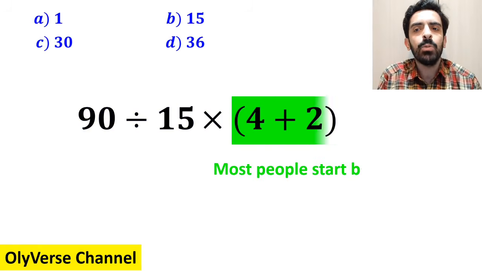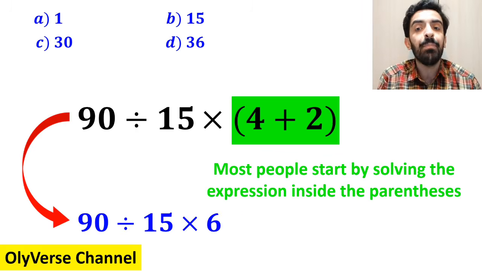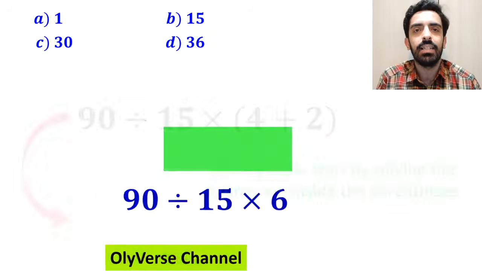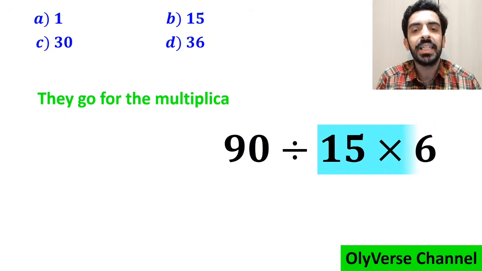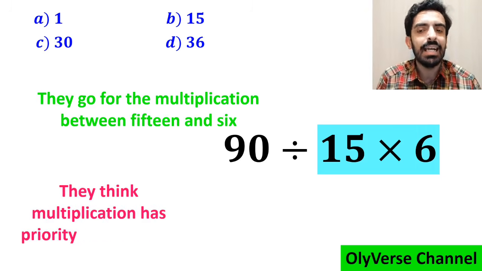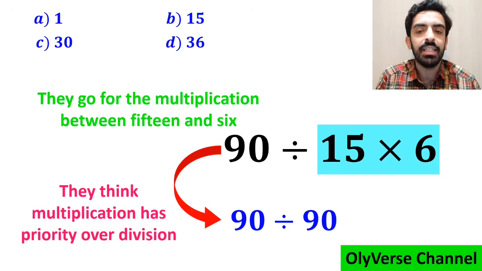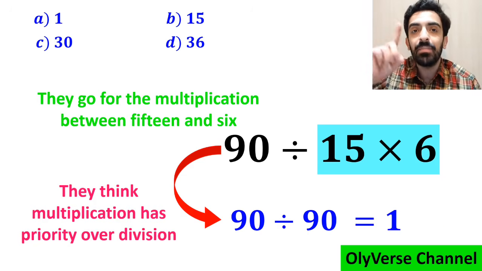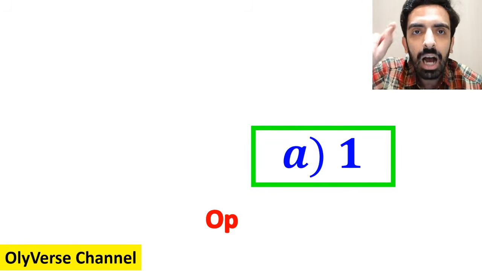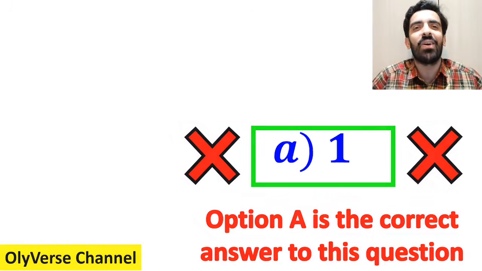In the first step, most people start by solving the expression inside the parentheses and replace it with 90 divided by 15 multiplied by 6. In the next step, they go for the multiplication between 15 and 6 because they think multiplication has priority over division. So, this expression simplified to 90 divided by 90, which finally gives them the answer 1. And immediately, they quickly say that option A is the correct answer to this question. However, this answer is absolutely wrong.